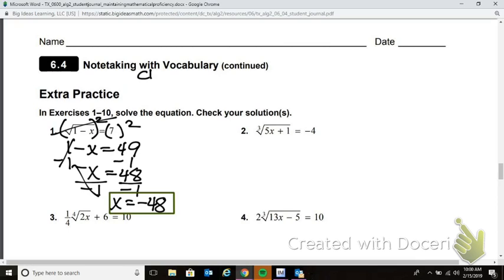So let's come up top here. Check. So again, we're going to take whatever we just got for x and substitute it back in our original equation. So 1 minus negative 48 equals 7.